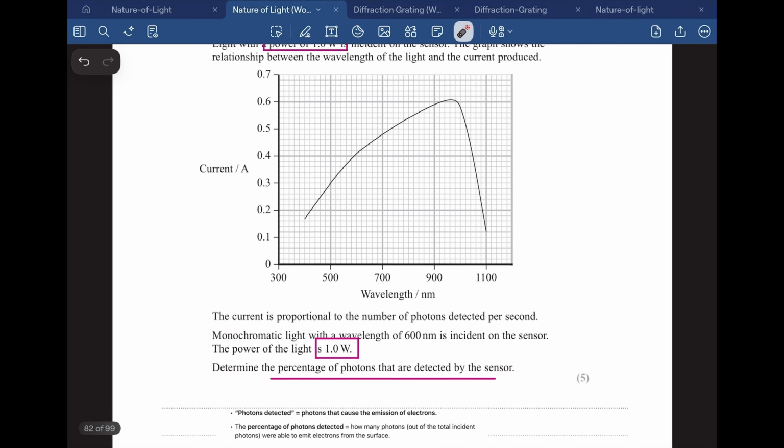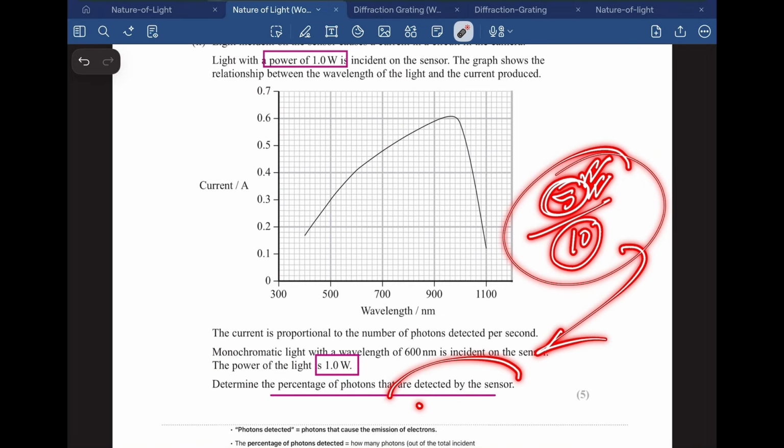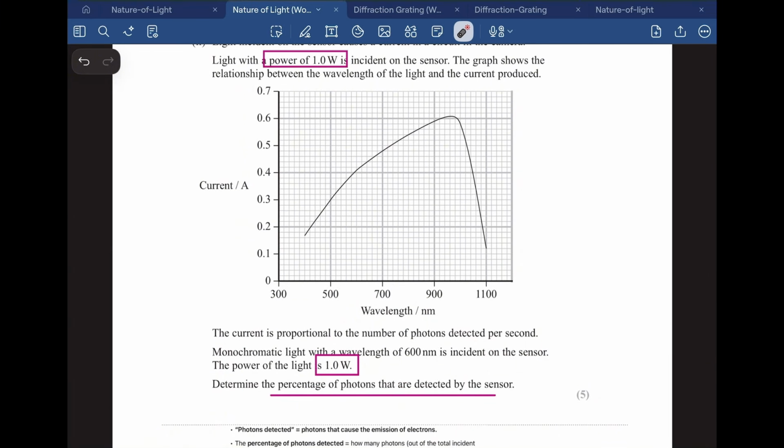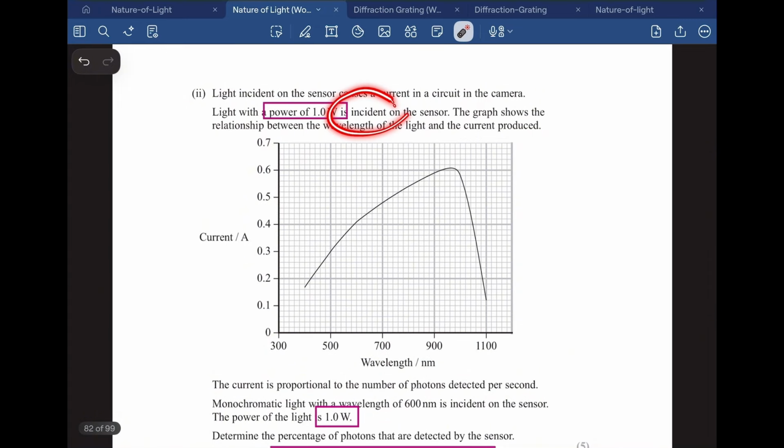This is a thing that we'll have to understand. So first of all, as they have said, the percentage of photons. Let's say 10 photons have come, but only 5 of them have been able to emit an electron. So the percentage of photons that have been able to emit an electron is what they have asked, the percentage of photons that are detected by the sensor, because the photons that are able to emit the electrons will be detected by the sensor. Okay, so now for this, we'll have to figure out the number of photons that were actually incident on the sensor.